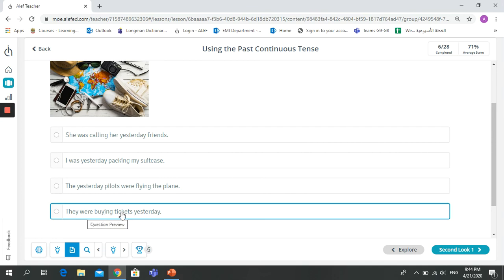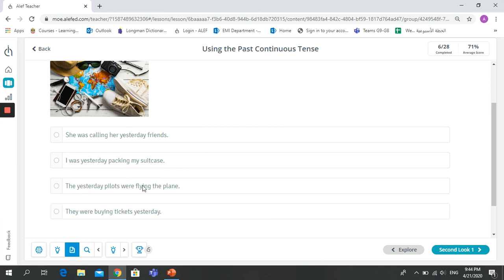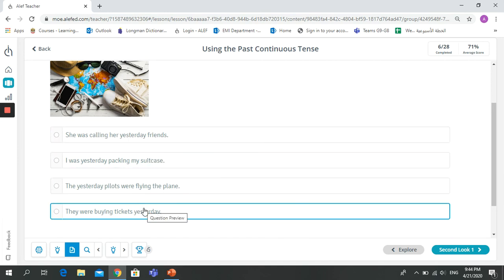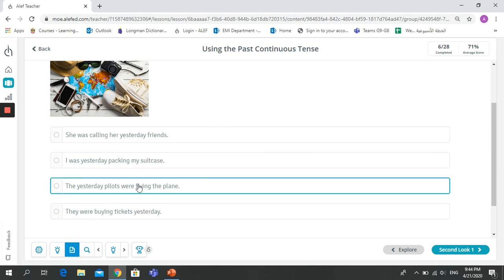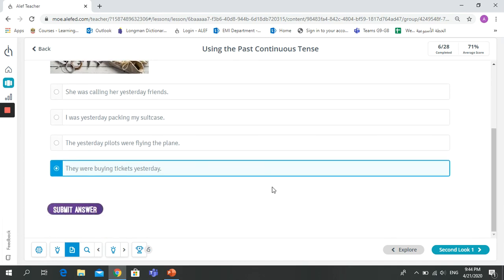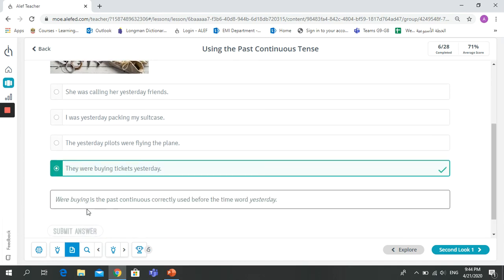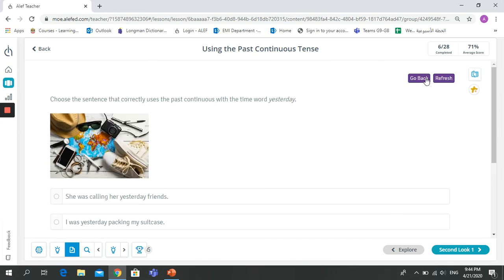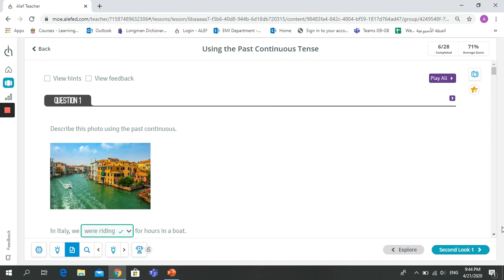They were buying tickets yesterday. Usually, when we use yesterday, we put it at the end of the sentence. So where is yesterday at the end of the sentence? Very good. They were buying tickets yesterday. Let's check our example here. Excellent. Let's go to another example.